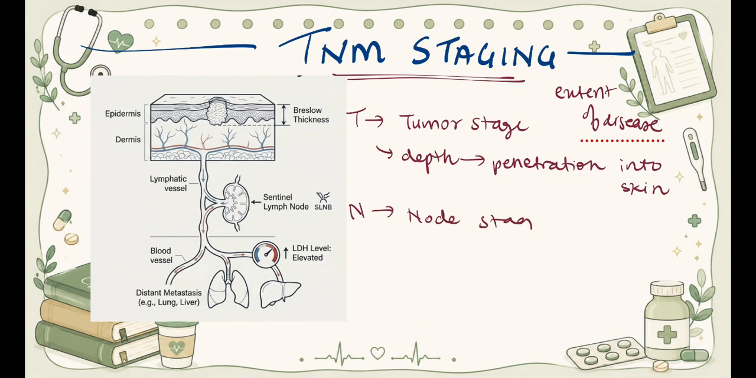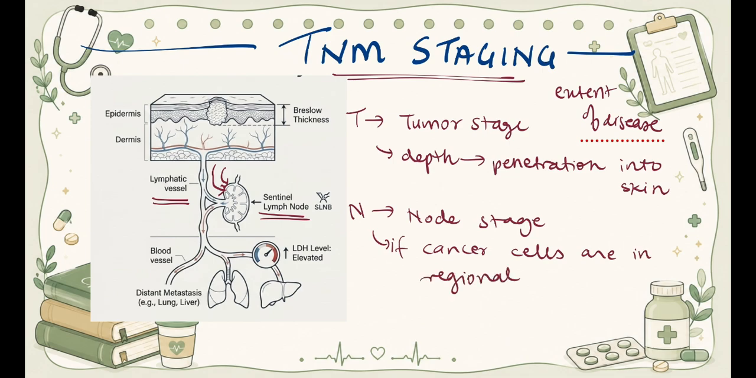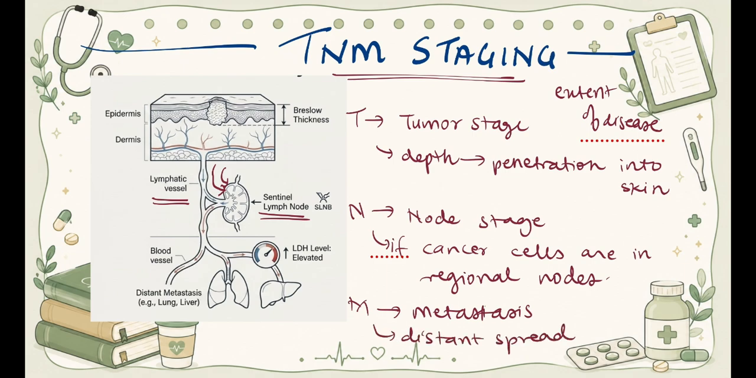N stands for node stage. We have lymphatic vessels in our bodies that act like drainage highways. They lead directly to sentinel lymph nodes. We have to assess if cancer cells have traveled down those highways and parked inside these regional nodes. Lastly, M stands for metastasis. This is defined by distance spread. It means cancer cells have entered a blood vessel and traveled to distant organs, like the lungs or the liver.